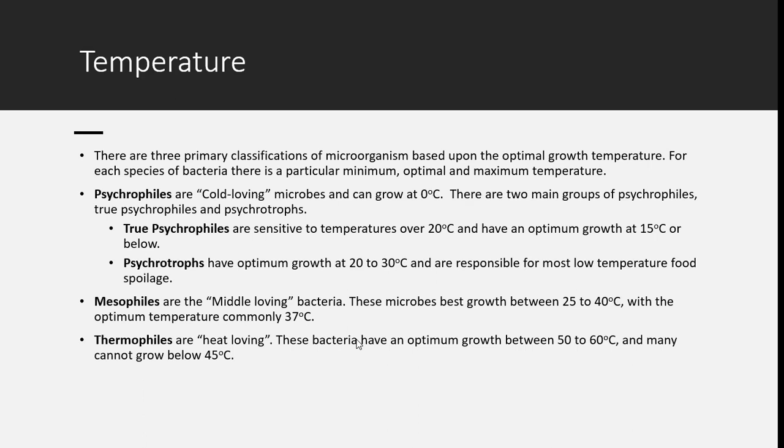Then we have the Mesophilics, meso meaning middle. So these are going to be the bacteria that grow best at that moderate temperature between 25 and 35 degrees Celsius, even potentially up to 40, or maybe even a little higher, but their optimal temperature for many of these is 37 degrees Celsius, and hence that is body temperature. So this is an important group to remember.